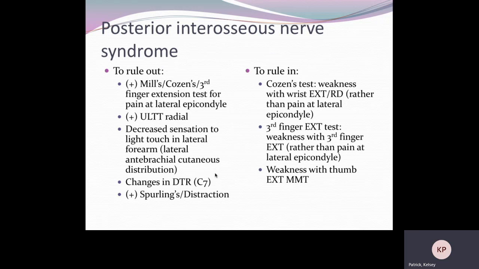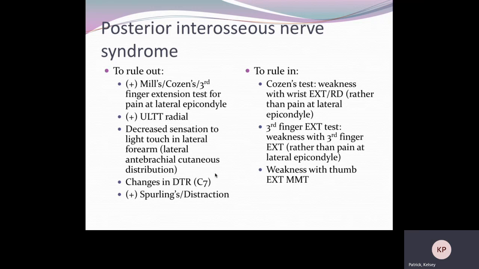To rule out posterior interosseous nerve syndrome, you will see positive clinical tests for lateral epicondylitis. A positive ULTT radial is more indicative of cervical spine referral or radial tunnel syndrome. Decreased sensation to light touch in the lateral forearm would be more of a musculocutaneous nerve pathology. And the last two bullets are more indicative of cervical spine referral.